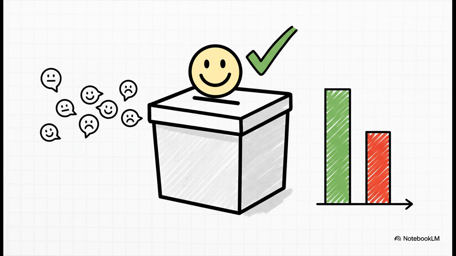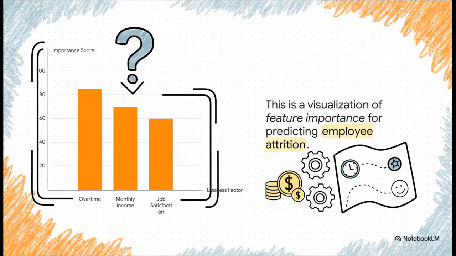Now, if you're trying to predict a number, like sales figures, it's the same idea. It just takes the average of all the individual predictions. But look, prediction is only half the story. The real strategic magic comes from understanding the why. This is where a concept called feature importance comes in.